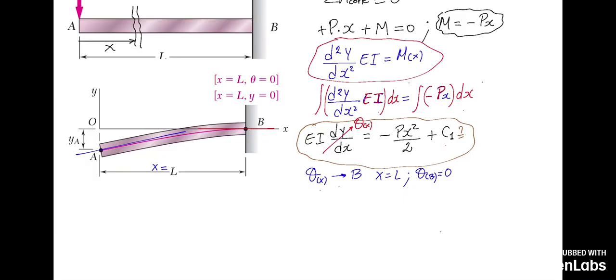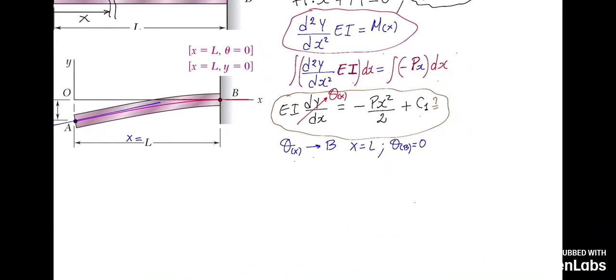0. There it is. And now, since the slope is 0, I replace this slope with 0. Obviously, all of this becomes 0. So, what will we have left? 0 equals negative p minus p times L squared, because x equals L. Remember, I replace x with L. So, L squared over 2 plus C1.